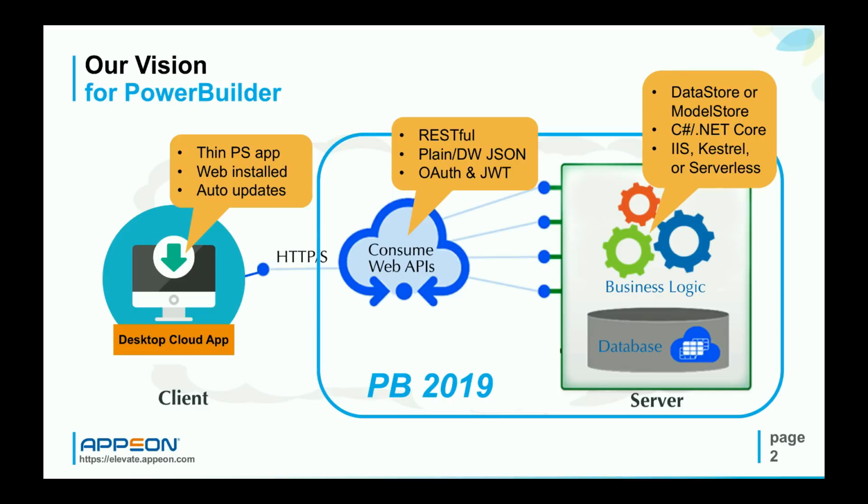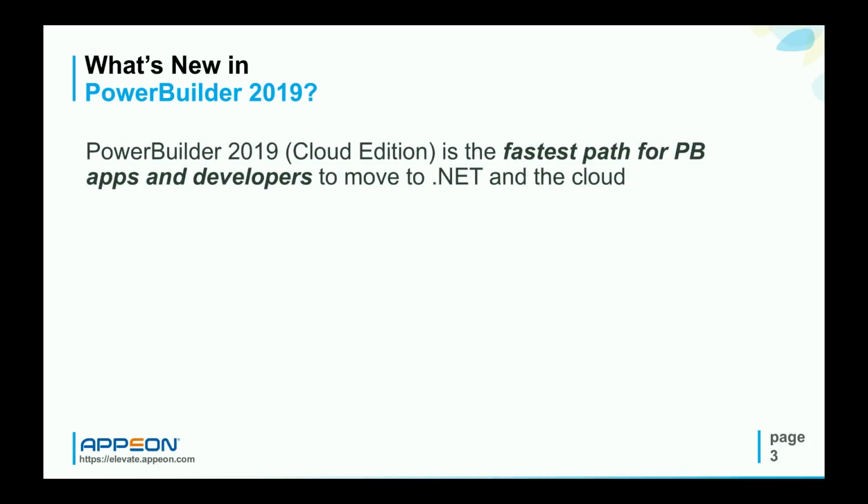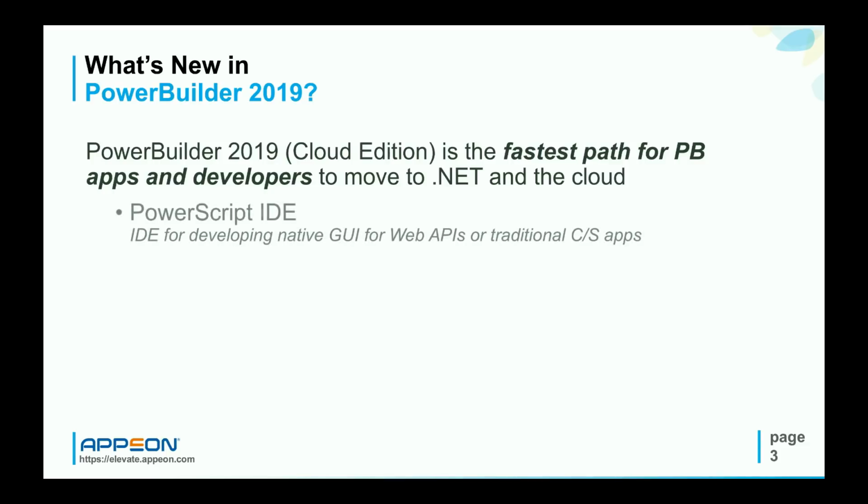You can already begin taking advantage of the REST client that has been added in PowerBuilder 2019 to have your existing desktop apps consume the new REST web APIs that you could create with PowerBuilder 2019. So what's new in PowerBuilder 2019 compared to 2017? Well, it's really going to give you the fastest path for your existing applications and your PowerBuilder developers to move to .NET and with a cloud architecture.